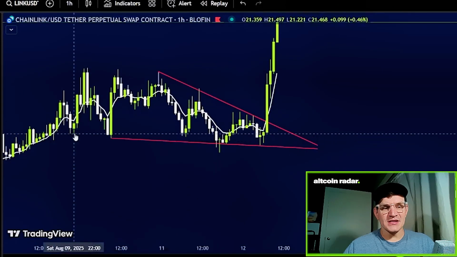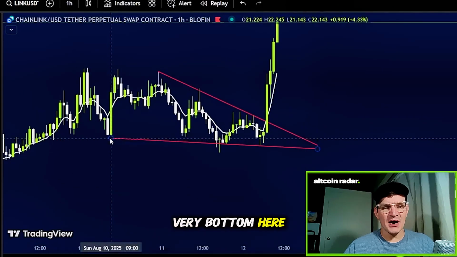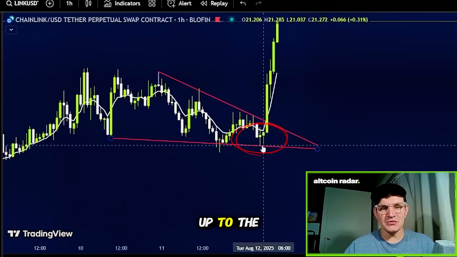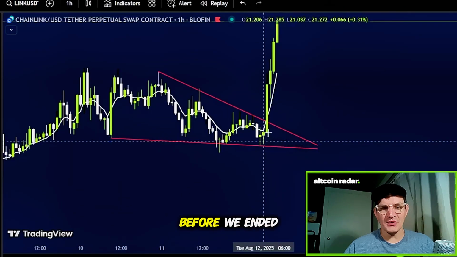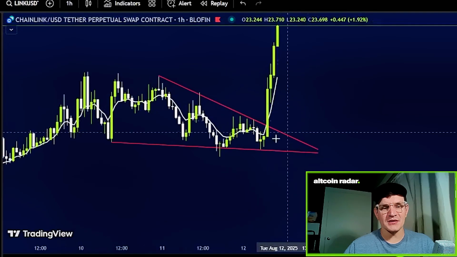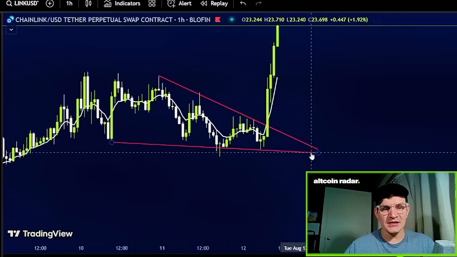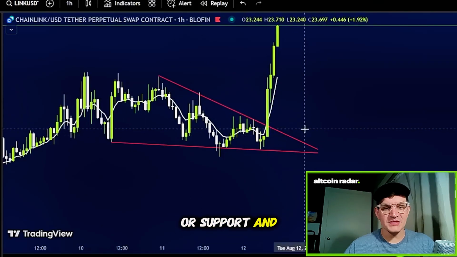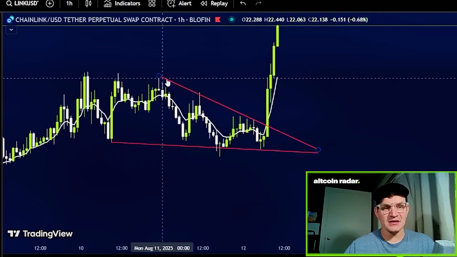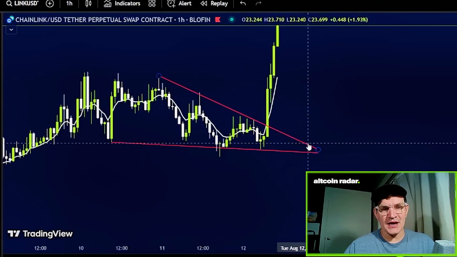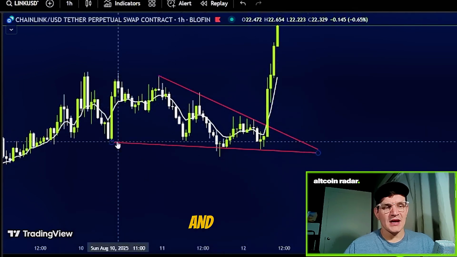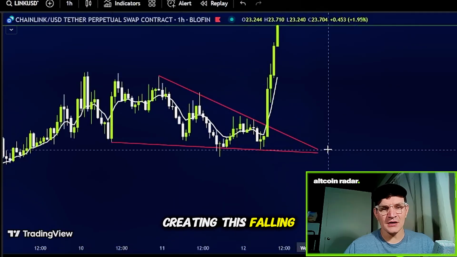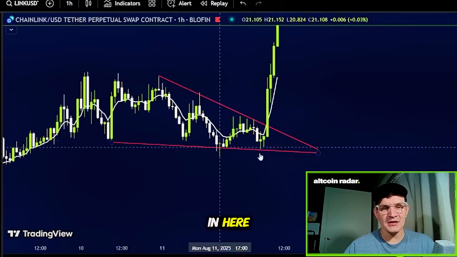Now, you can clearly see we went from the very bottom here, the bottom of the wick on this candle right here, all the way up to the current bottom wick before we ended up going upwards here, all right? So you kind of just connect the lines one to another, and it creates a pattern or support and resistance areas. And as you guys can clearly see, this one came all the way down. We had a little bit of a downtrend, and this one came almost straight across, creating this falling wedge looking pattern right in here, all right?